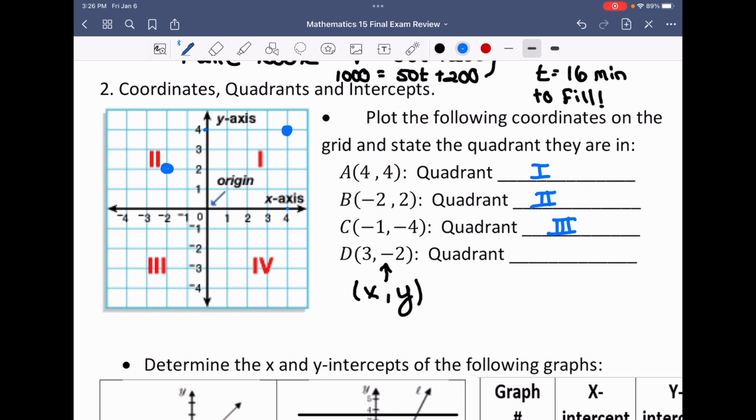And then lastly, we go +3 in the x, and then -2 on the y. So here and here, and their intersection point lies within quadrant 4. So we can put quadrant 4 like that, and there we go. So just remember, x always comes first, y comes second, and you're plotting where they overlap.